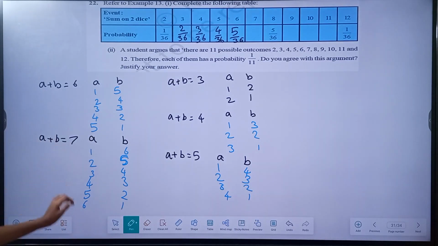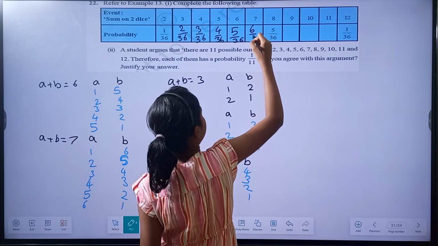1, 6, 2, 5, 3, 4, 4, 3, 5, 2, and 6, 1. Which means we have 6 outcomes. So 6/36.